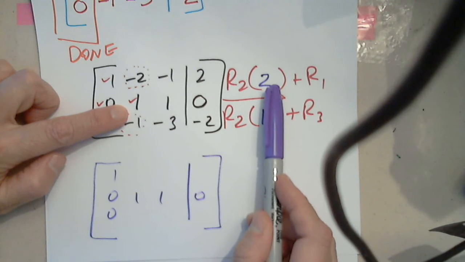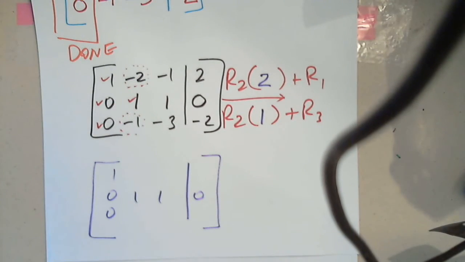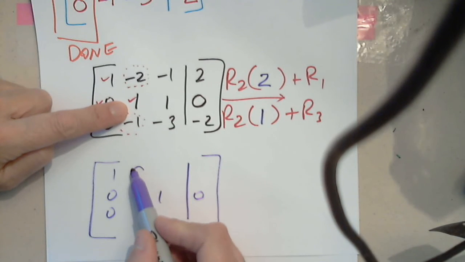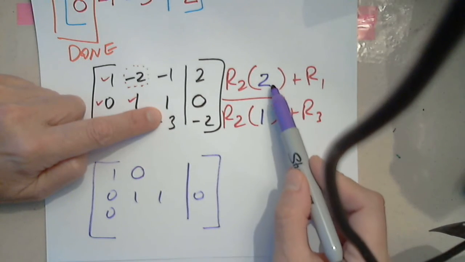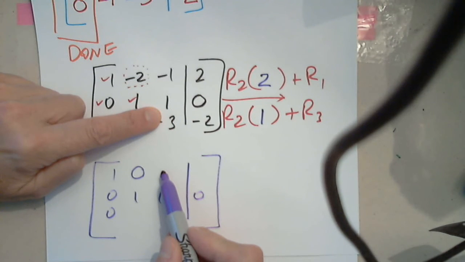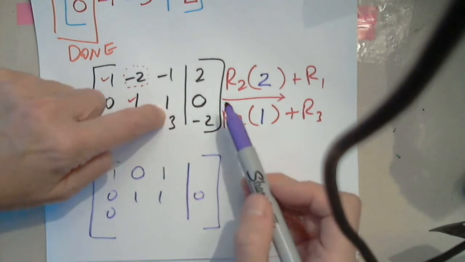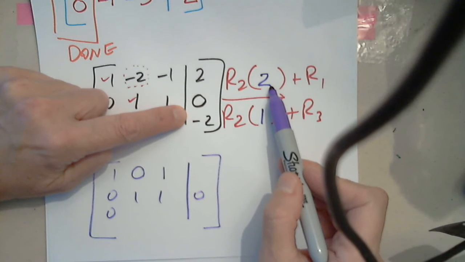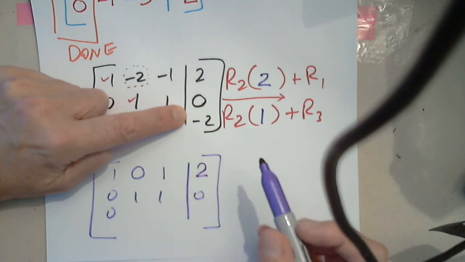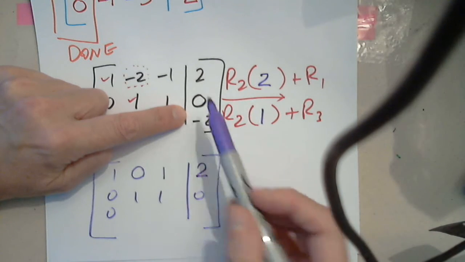1 times 2 minus 2, 0. 1 times 2 minus 1, 1. 0 times 2, which is 0, plus 2, 2. Right? 0 times 2 is 0, plus 2 is 2.